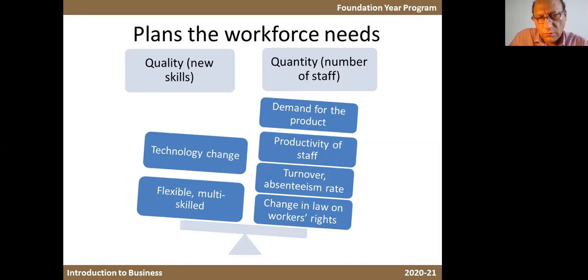Or to reduce the turnover rate or absentee rate. Absentee rate: more employees are absent for 1 day or 2 days. Turnover: more employees are leaving the company for good. And also changes in the law on workers' rights. So these are the two things, quality and quantity.